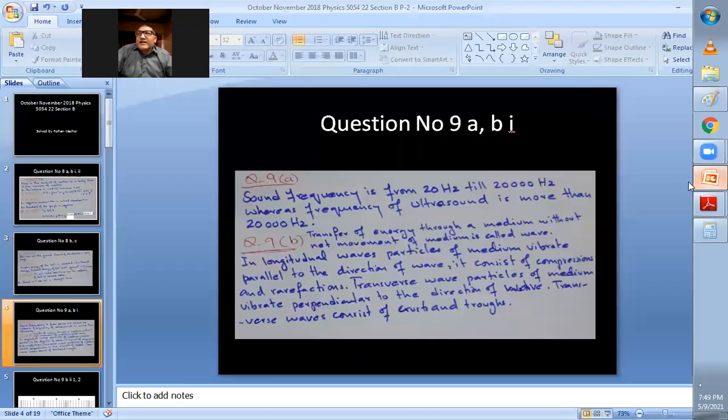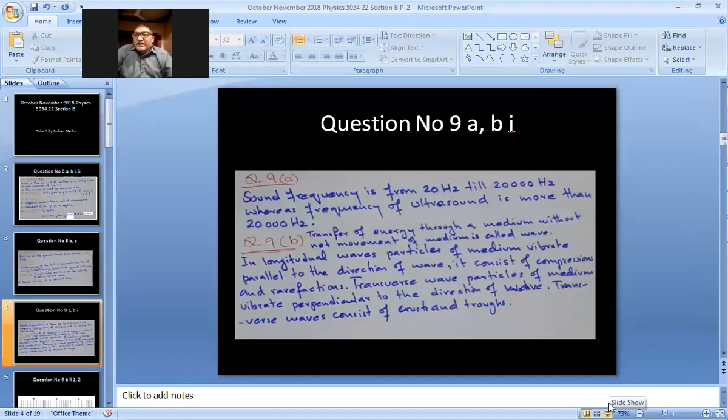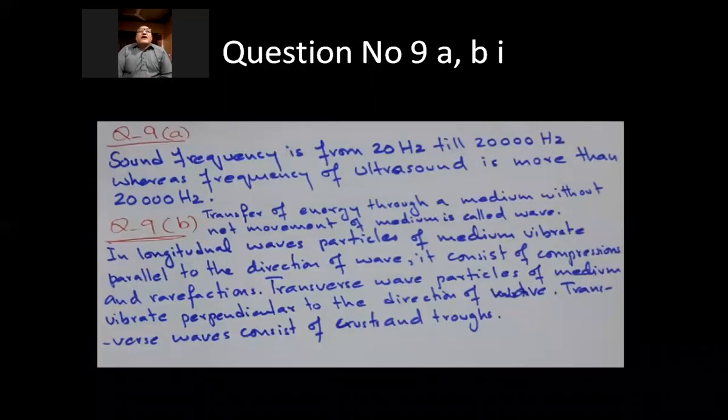Let's check what I have written as an answer, and then we will move on. This is question number 9B part. The transfer of energy through a medium without net movement of the medium is called a wave. In longitudinal waves, particles of the medium vibrate parallel to the direction of the wave. It consists of compressions and rarefactions. In transverse waves, particles of the medium vibrate perpendicular to the direction of the wave. Transverse waves consist of crests and troughs. I hope you will be able to write a good answer on it.